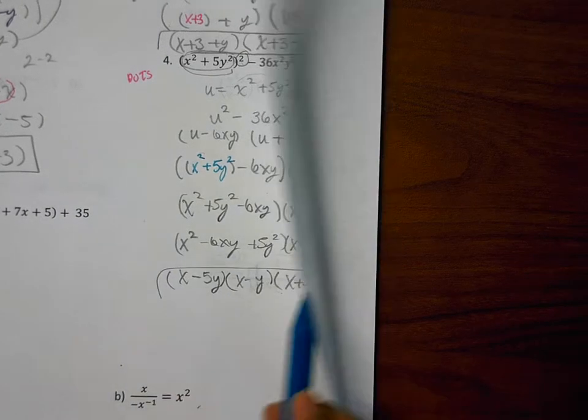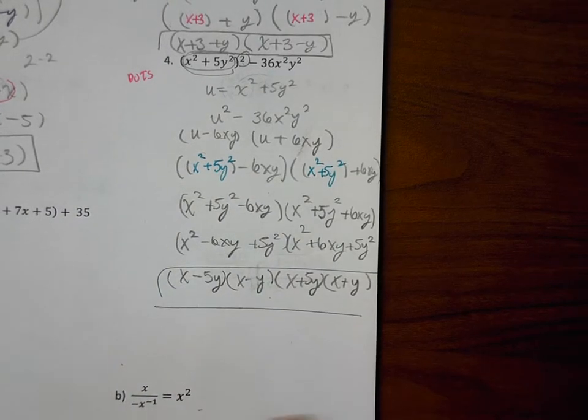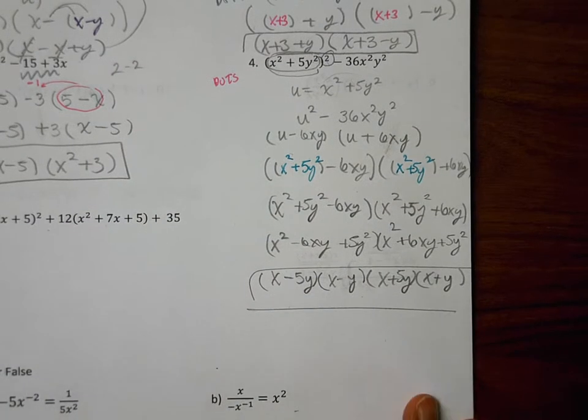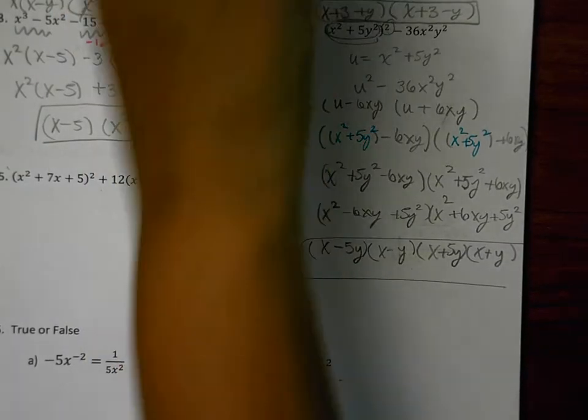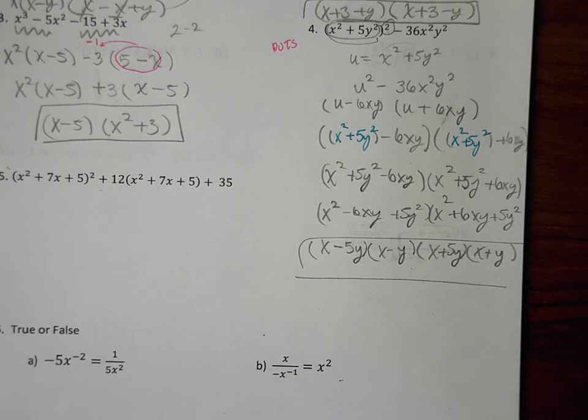All right, next one, double bubble. X and x, it looks like it's plus and plus. Plus what? 5y and y. Got it? And we're going to get them back in just a little bit.